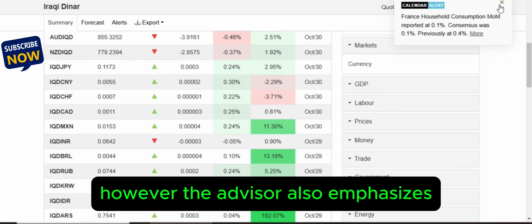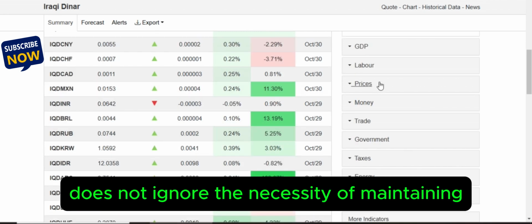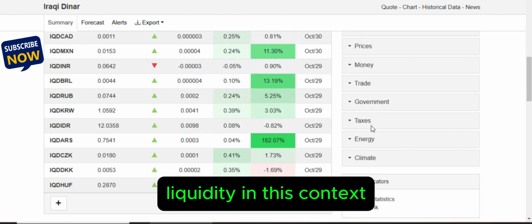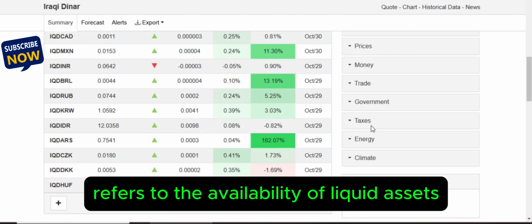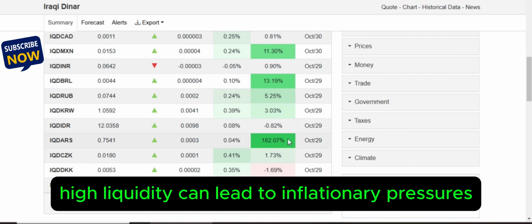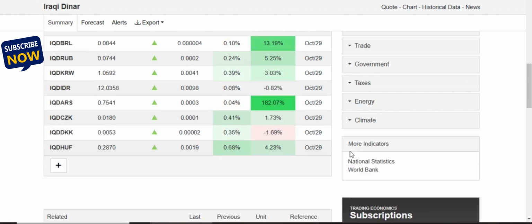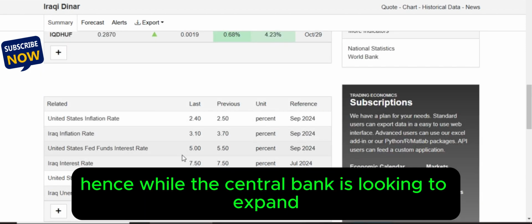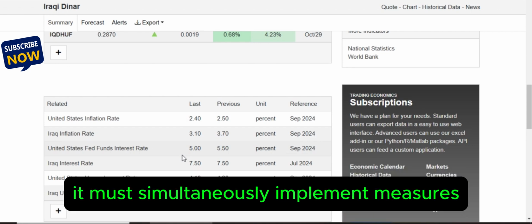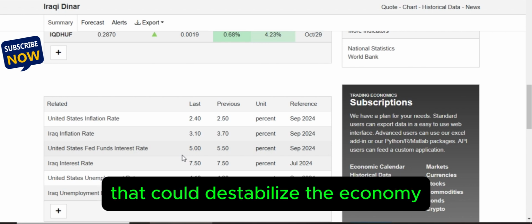However, the advisor also emphasizes that this new monetary policy does not ignore the necessity of maintaining control over local liquidity levels. Liquidity in this context refers to the availability of liquid assets in the economy. High liquidity can lead to inflationary pressures if too much money chases too few goods. Hence, while the central bank is looking to expand the money supply, it must simultaneously implement measures to avoid excessive liquidity that could destabilize the economy.